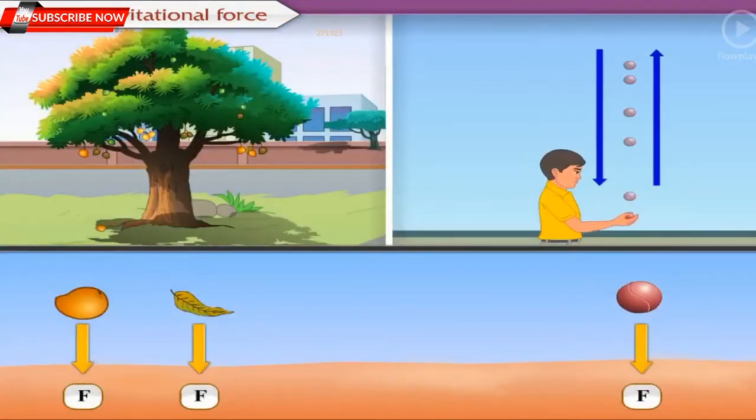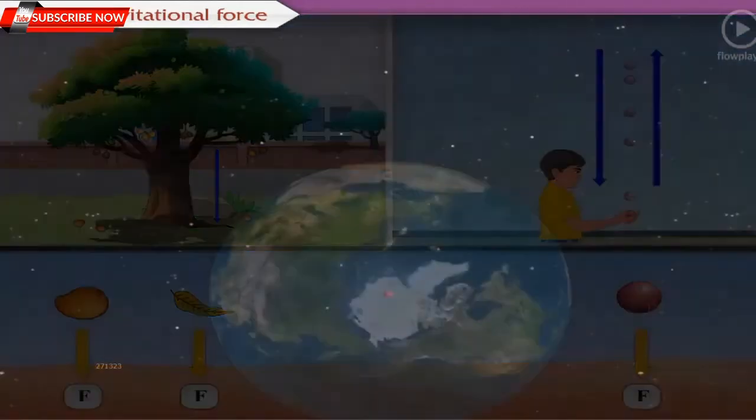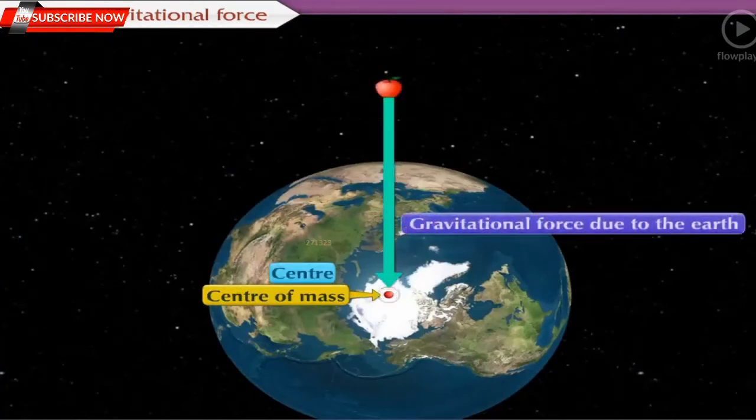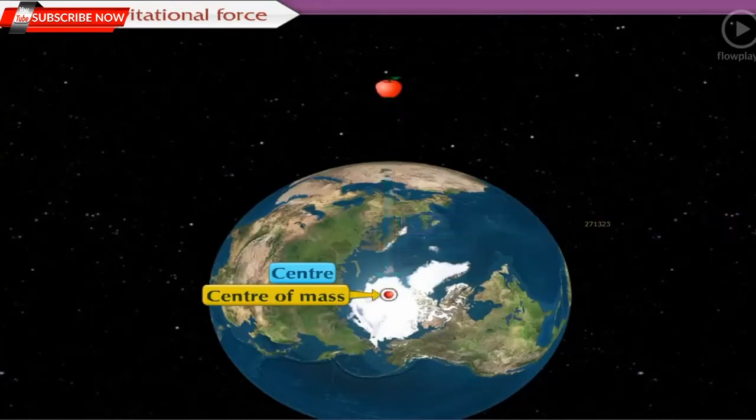The Earth attracts every object near it towards itself because of the gravitational force. The center of mass of the Earth is situated at its center, so the gravitational force due to the Earth on any object is always directed towards the center of the Earth. It is due to this force the object falls vertically downwards on the Earth.